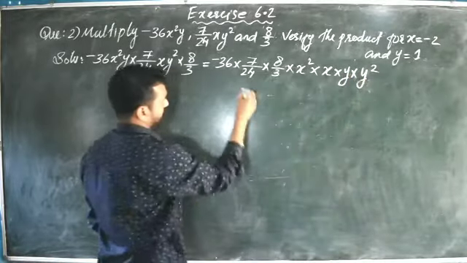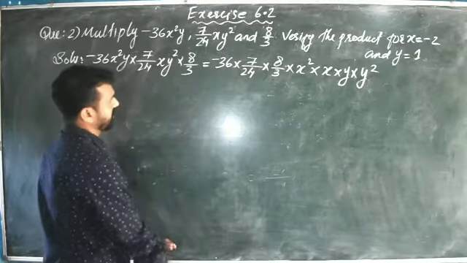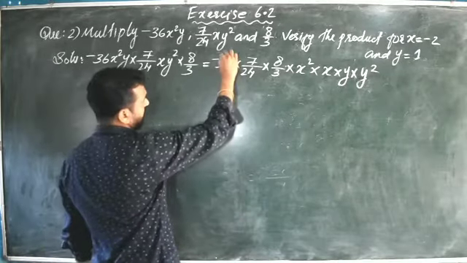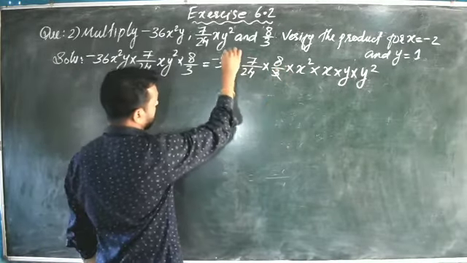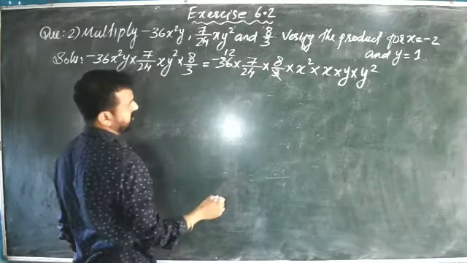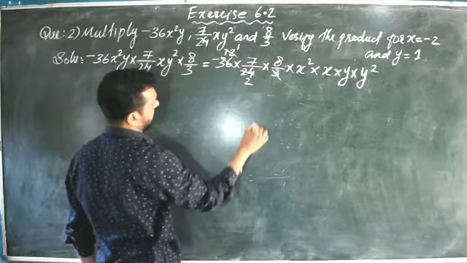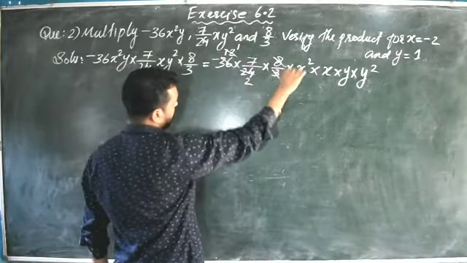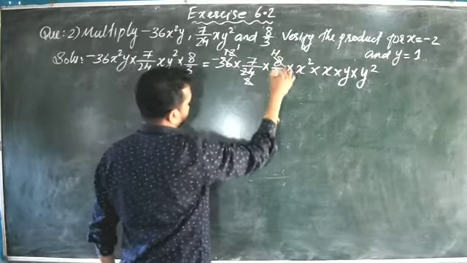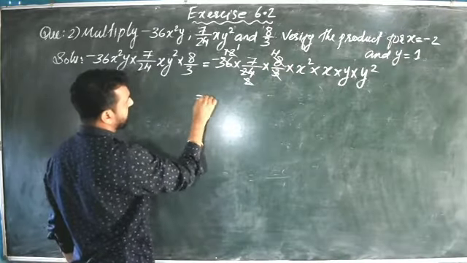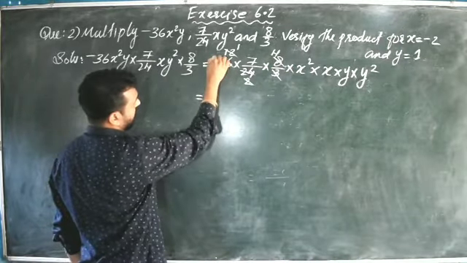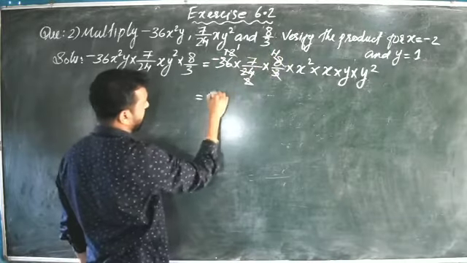Now multiply that. While multiplying the numbers, you see that we can cancel this one. 36 divided by 3. 3 ones are 3, 3 twos are 6. 12 ones are 12, 12 twos are 24. 8 divided by 2, 4 twos are 8. That is equal to, here minus sign is there, minus into plus, it will come minus only.